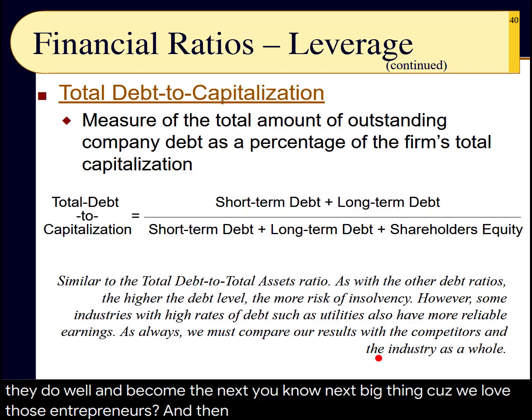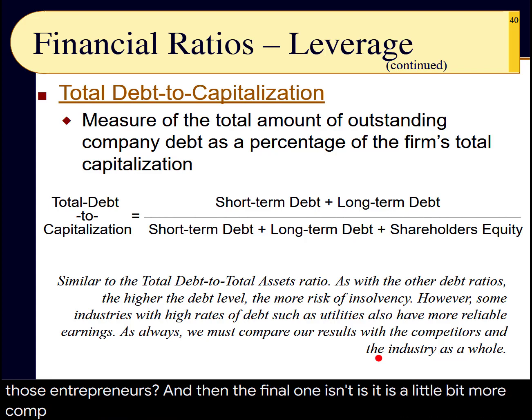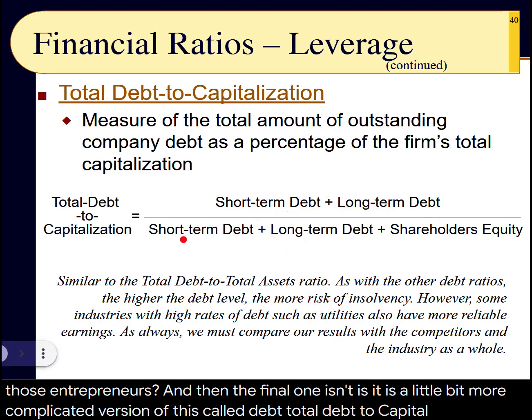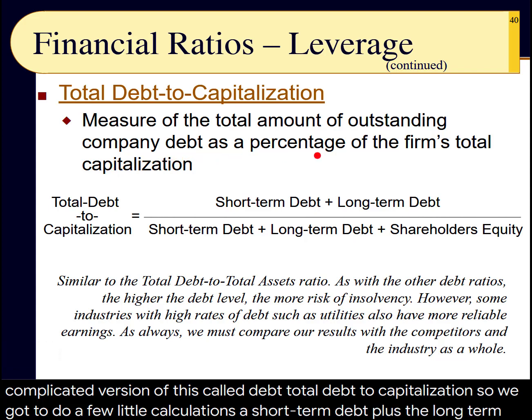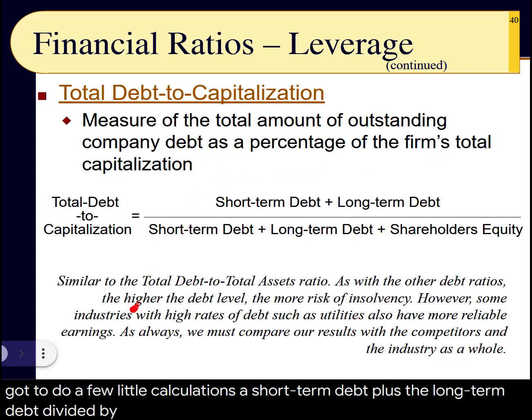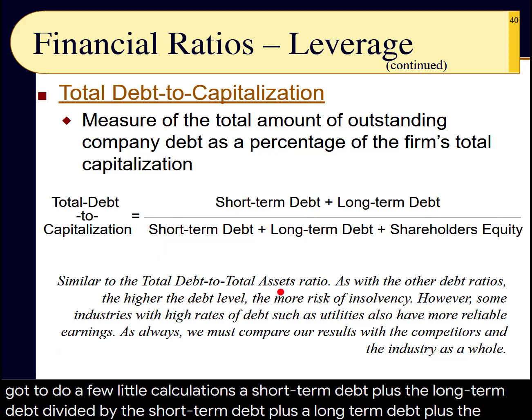And then the final one is a little bit more complicated version of this, called total debt to capitalization. So we've got to do a few little calculations: the short-term debt plus the long-term debt divided by the short-term debt plus the long-term debt plus the shareholders' equity. This is a measure of the total amount of outstanding company debt as a percentage of the firm's total capitalization, similar to the total debt to total assets ratio.